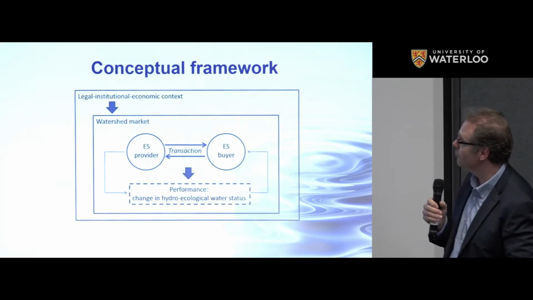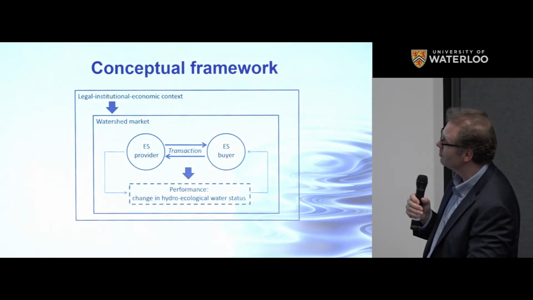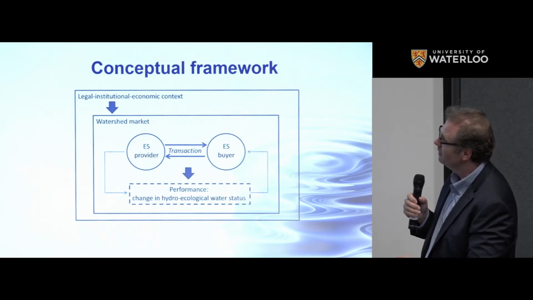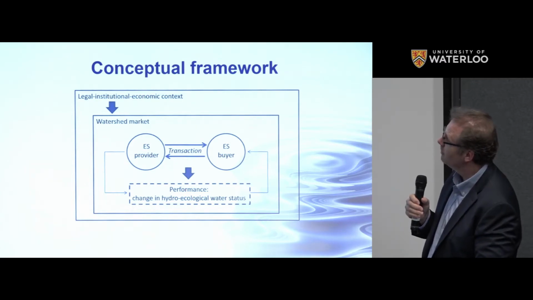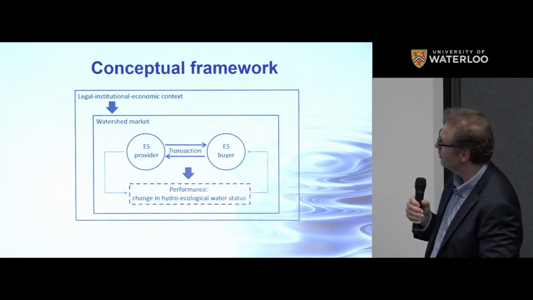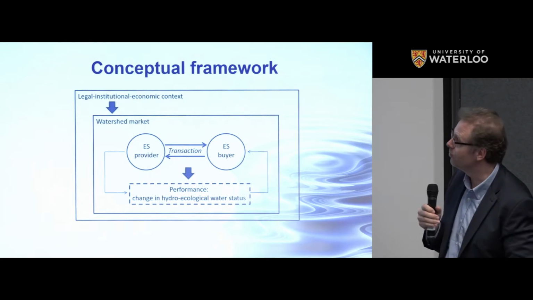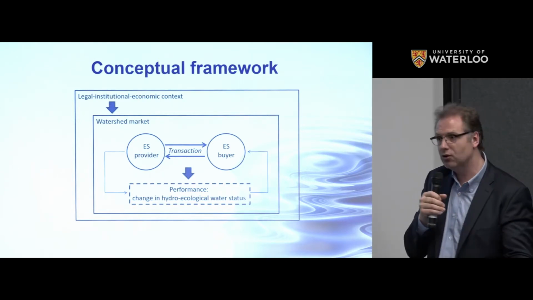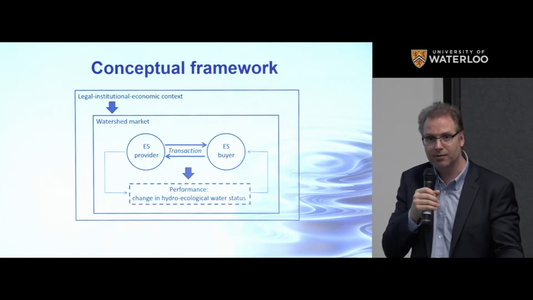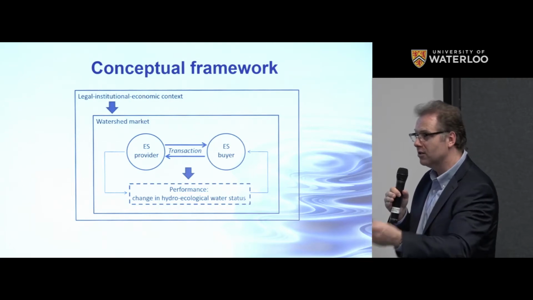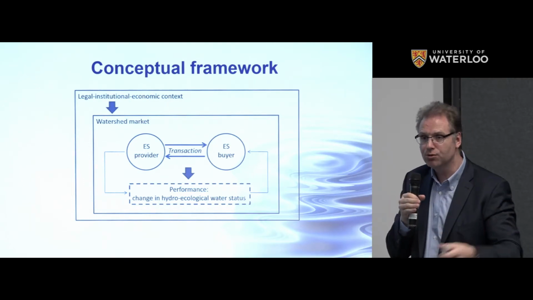This is a conceptualization, so you have someone who provides the ecosystem service, you have someone who's interested in buying it, and then you have an economic transaction, and then as a result you get a change in the hydroecological status of your water. And what I'm interested in is the context under which the watershed market is being created. So the legal, institutional, economic context. How much money do you pay the farmers or the landowners? How often are they getting paid? What are the length of the contracts? What happens if they don't comply with the terms and conditions? Are there enforcement rules in place, etc.?